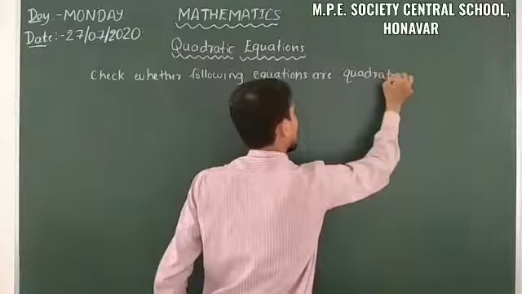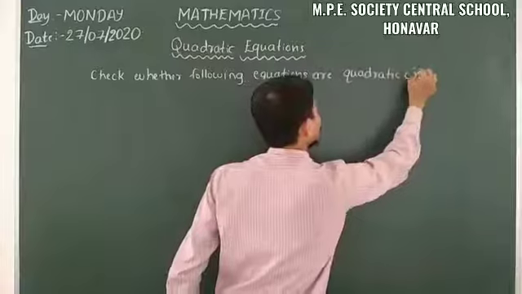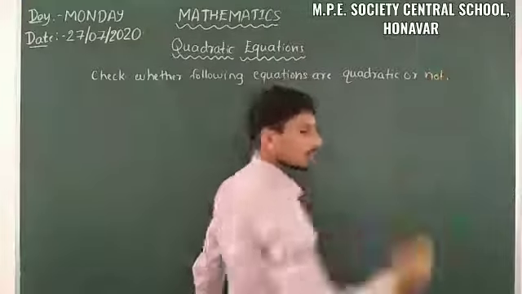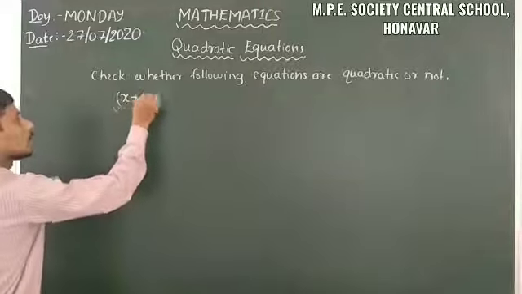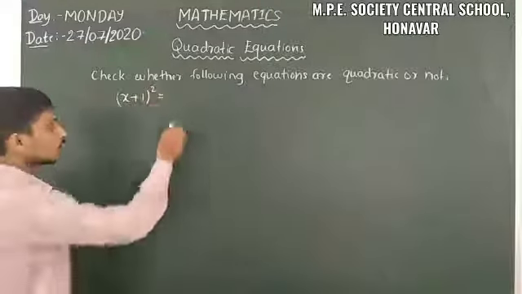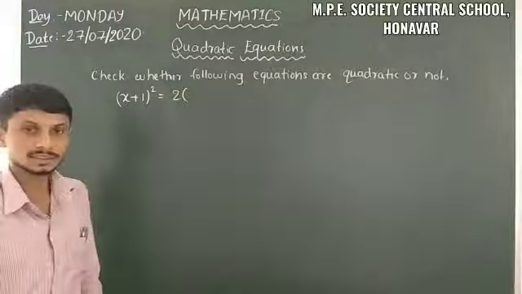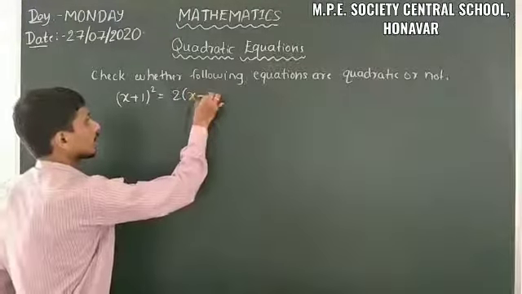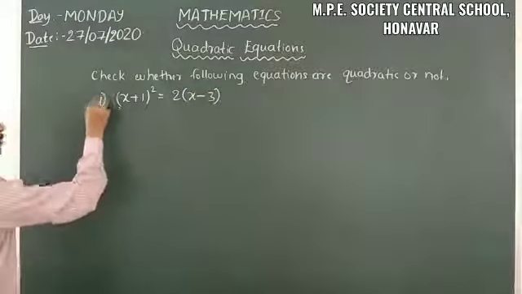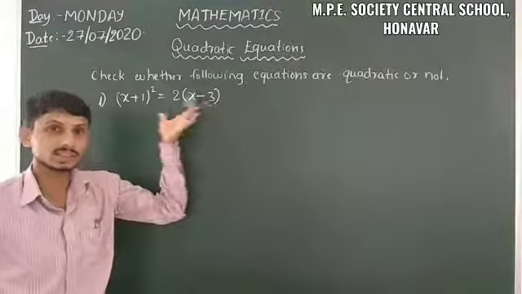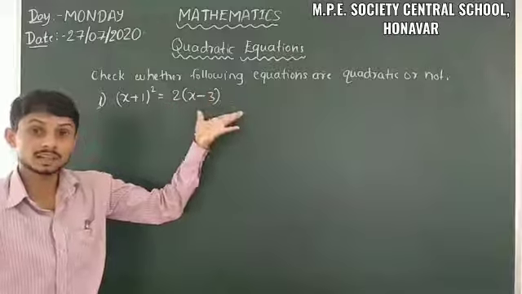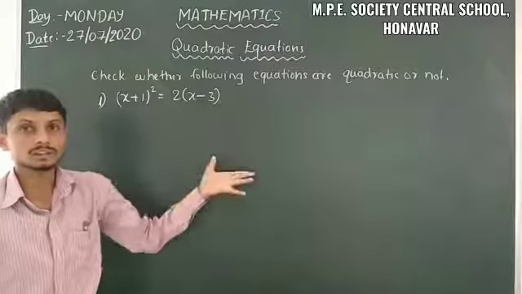Quadratic or not. So firstly I will take (x + 1)² = 2(x − 3). Here we have to check whether this equation is quadratic or not.